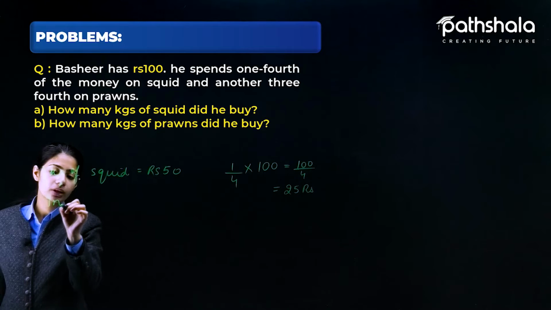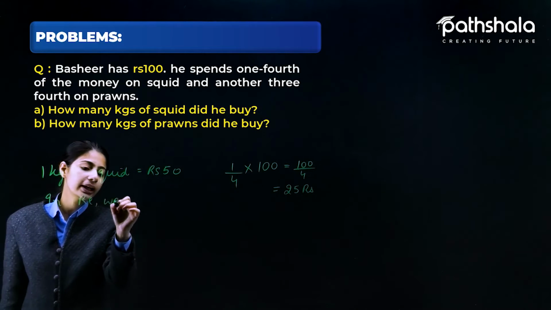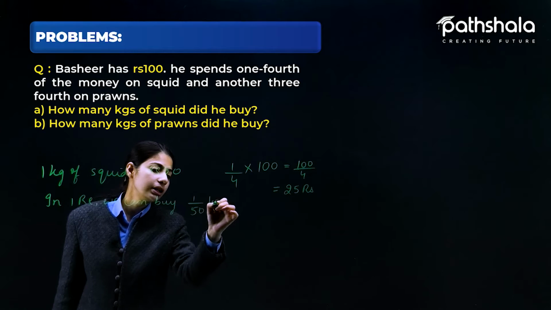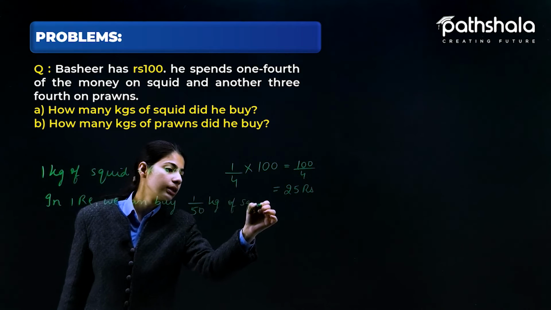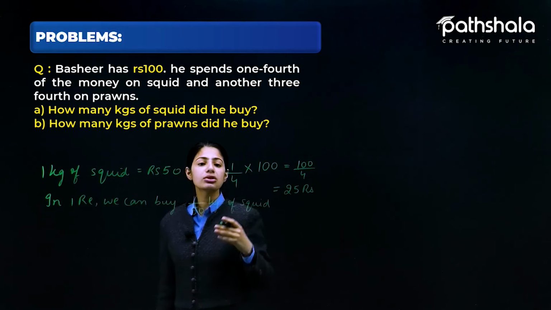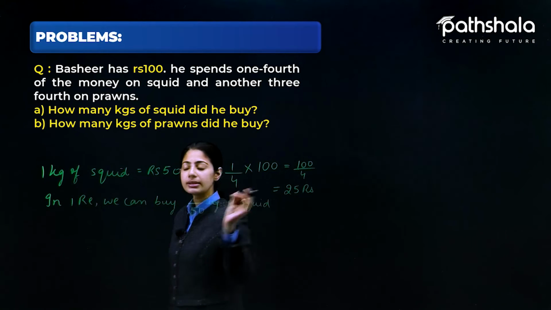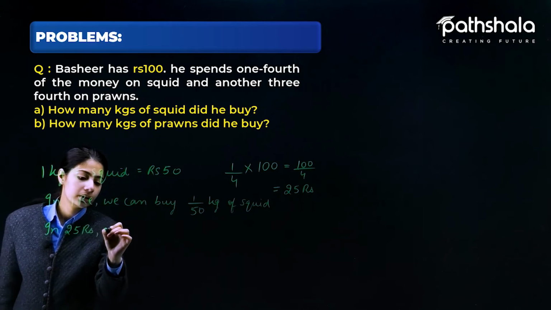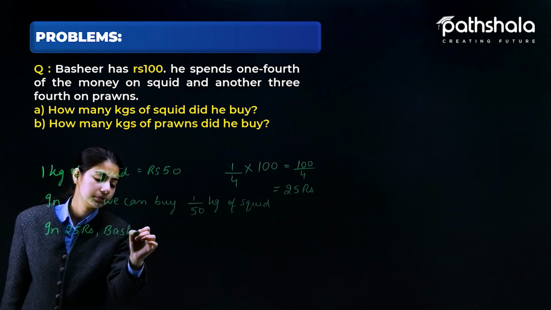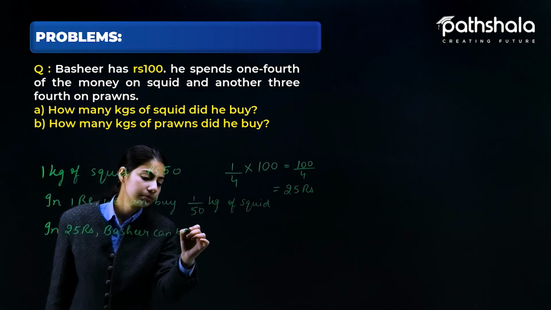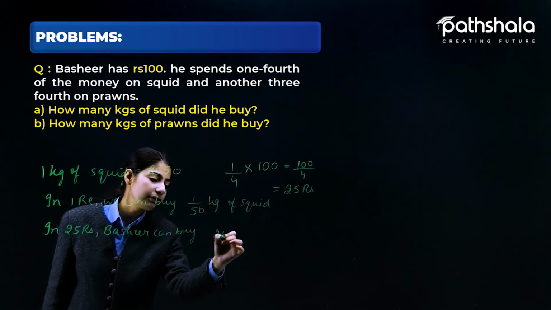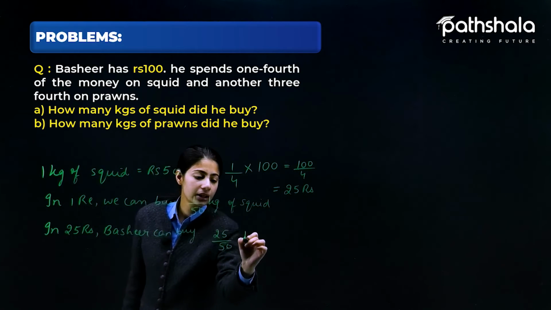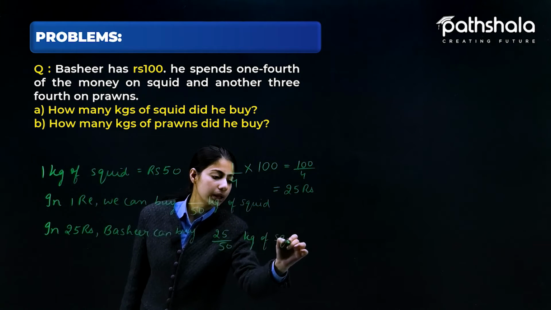So in 1 rupee we can buy 1/50 kgs of squid, and we have to find out how many kgs of squid he can buy in rupees 25. So in 25 rupees, Bashir can buy, that is 25 divided by 50. So this is 25 divided by 50 kgs of squid.